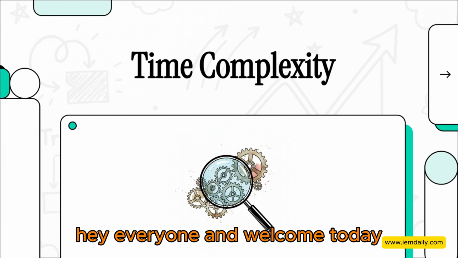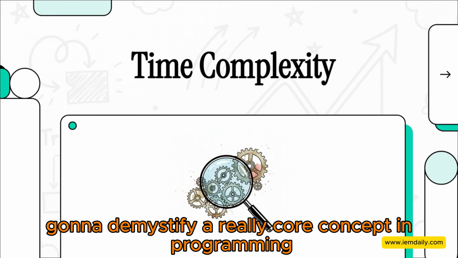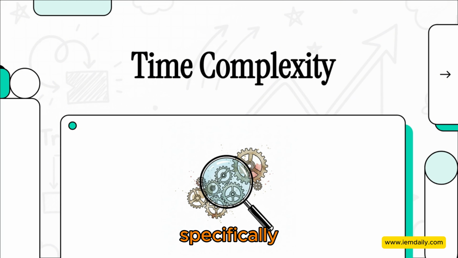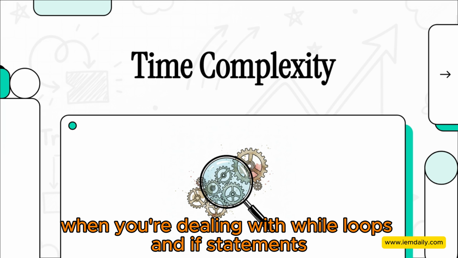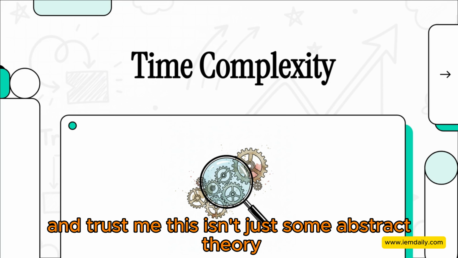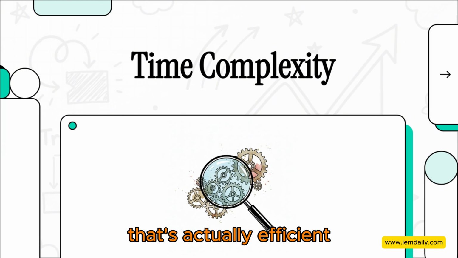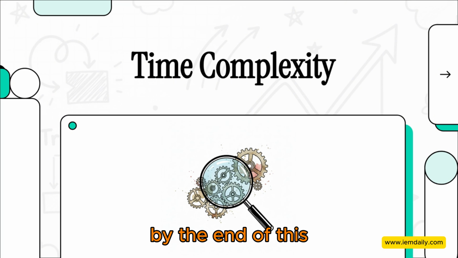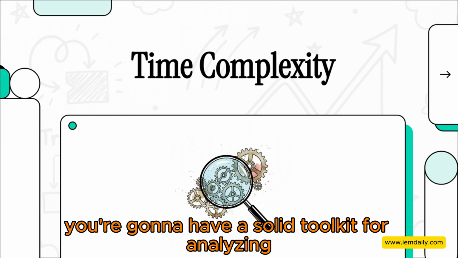Hey everyone, and welcome. Today, we're going to demystify a really core concept in programming: figuring out the time complexity of code, specifically when you're dealing with while loops and if statements. And trust me, this isn't just some abstract theory. This is the key to writing code that's actually efficient and doesn't just grind to a halt when you throw more data at it.